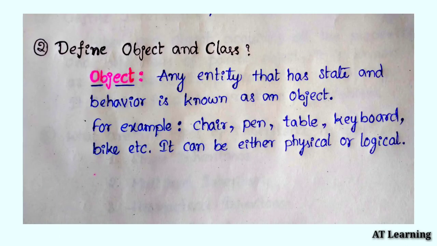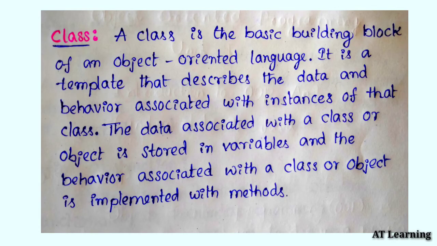Likewise, let's see the second question, that is define object and class. An object is an entity that has state and behavior. For example, pen, table, keyboard, bike, etc. Coming to the class, we can simply say that class is a collection of objects. For example, library is a class, books, chairs, pens are objects.